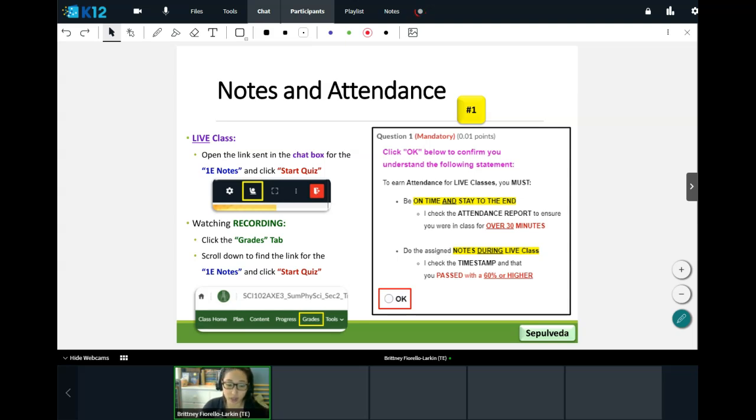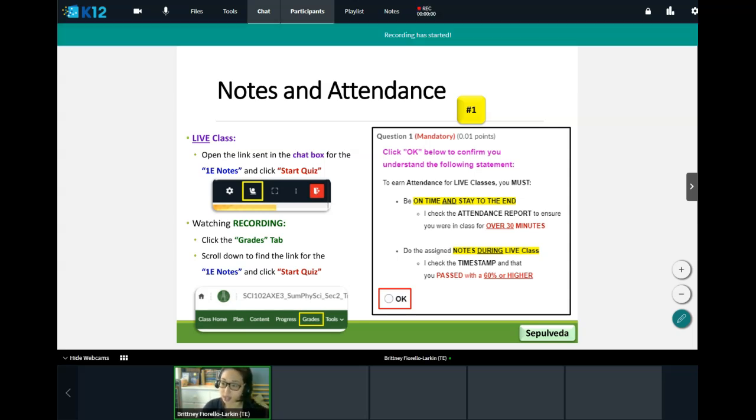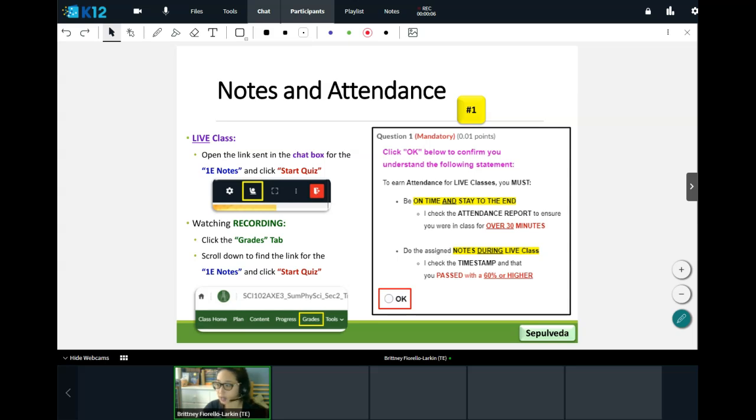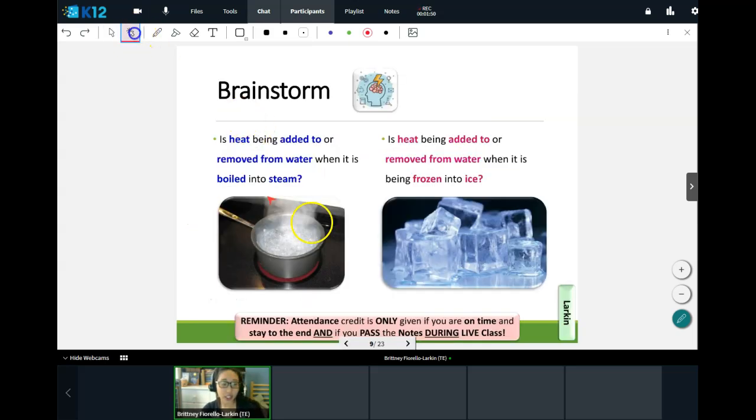Again, you have to pass your notes during class if you want attendance. There's no other way to get attendance. You can't just log in and get attendance. You have to do your notes during class. 5 seconds remaining.